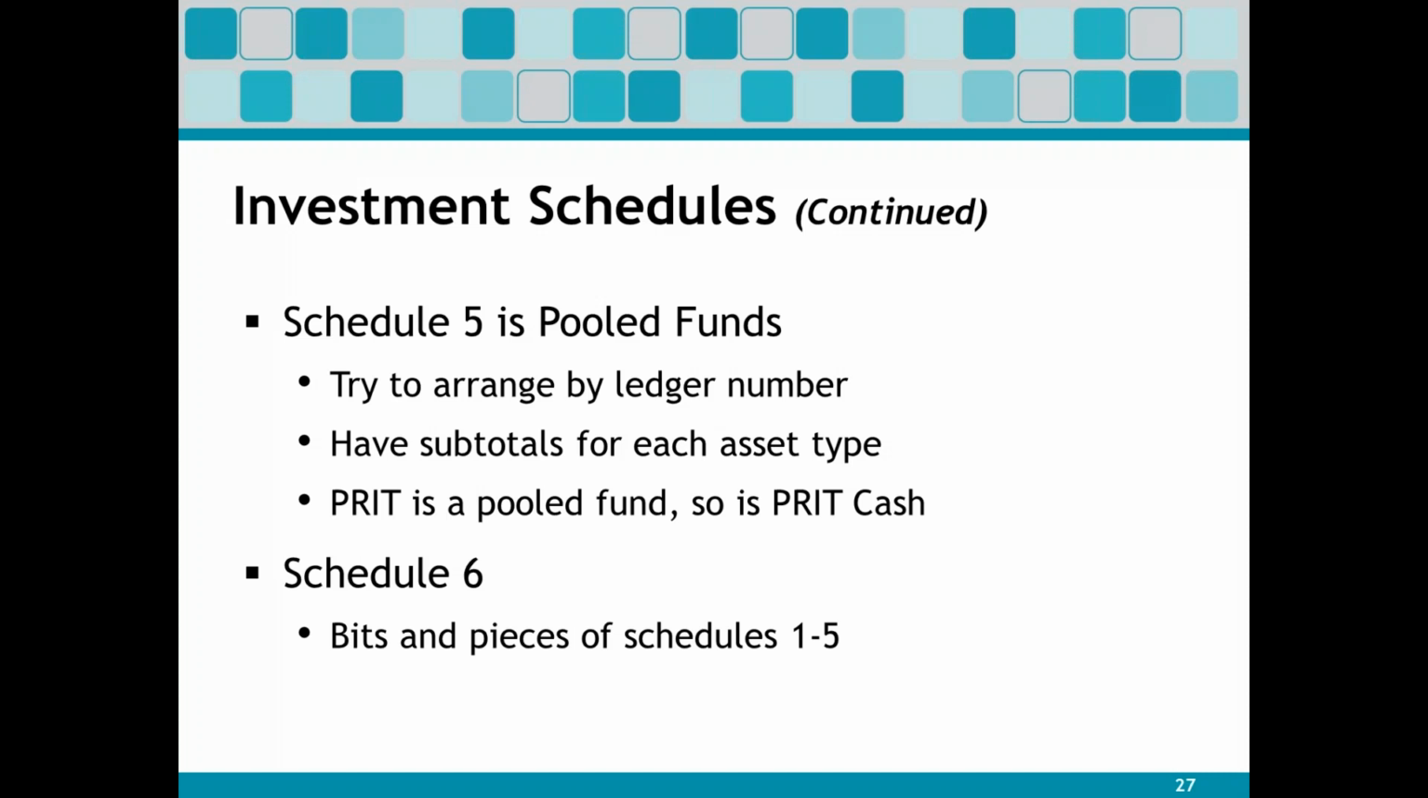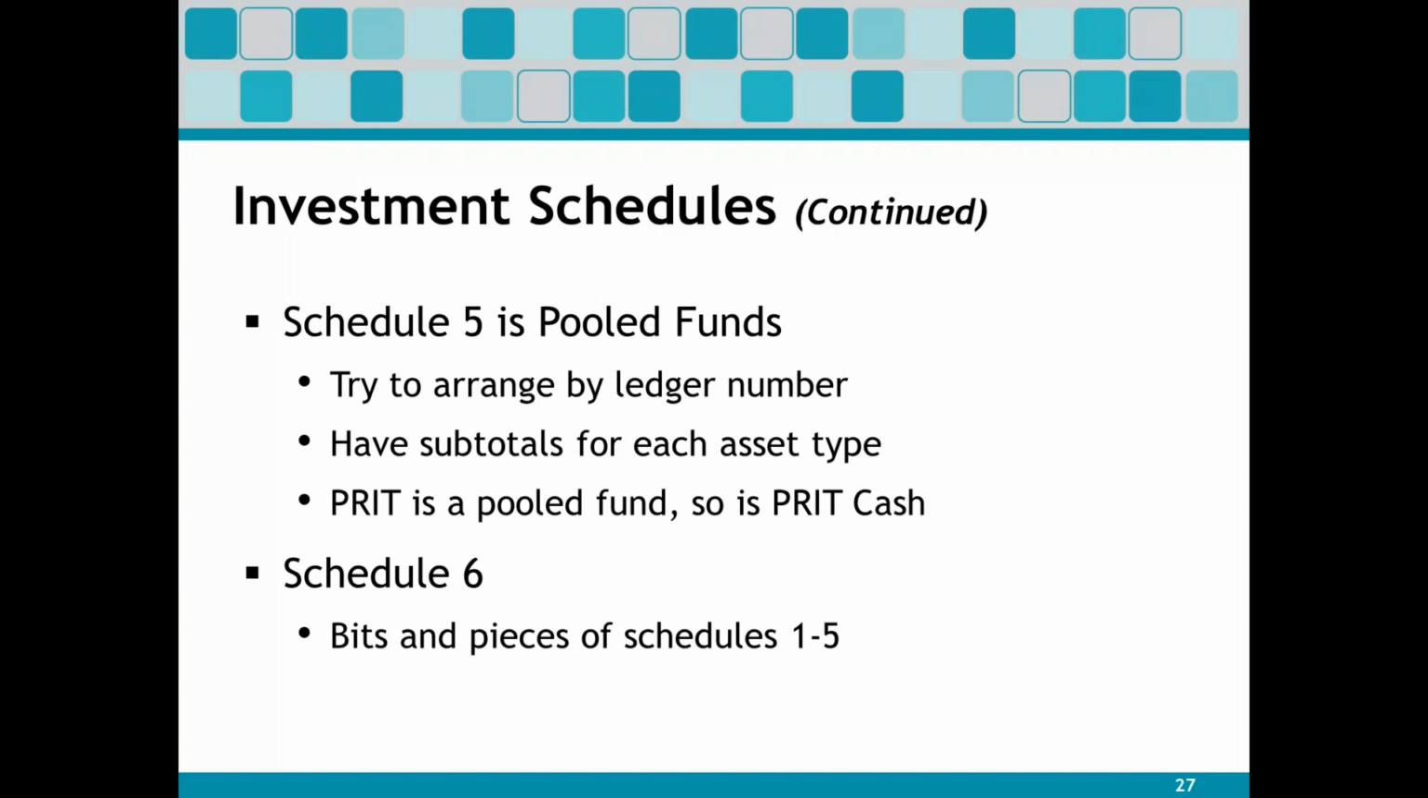Schedule 5 is the pooled funds. And PRIT cash should be on Schedule 5. Please don't put PRIT cash on Schedule 1. The PRIT general allocation account is a pooled fund. And if you have pooled funds, multiple managers with multiple accounts, we would ask you to put those managers together and then throw a subtotal onto the schedule. And then you could also have a grand schedule total down at the bottom.